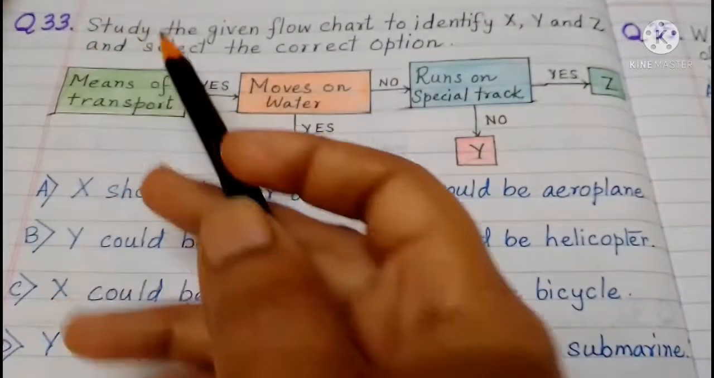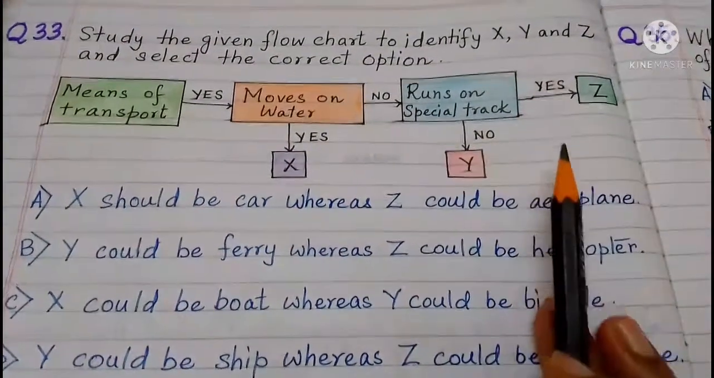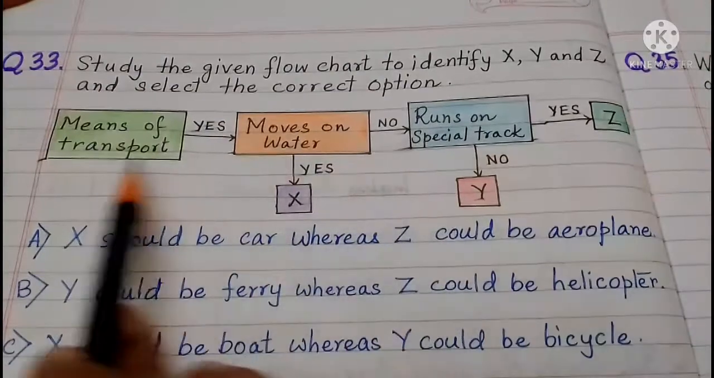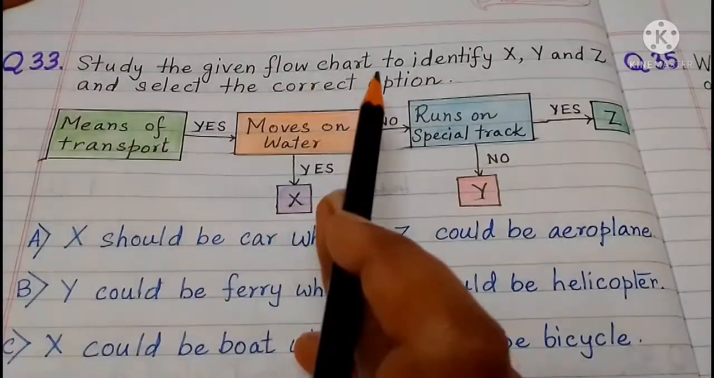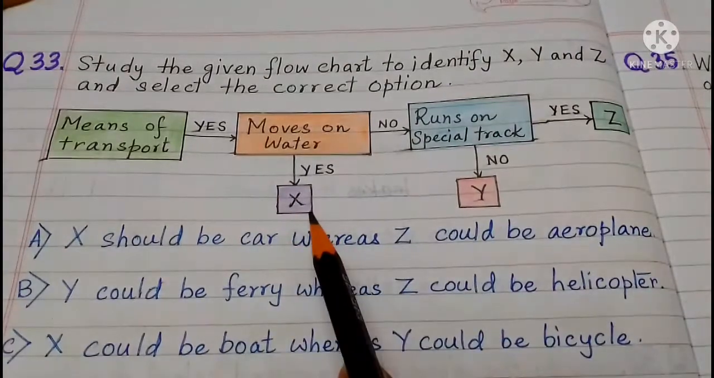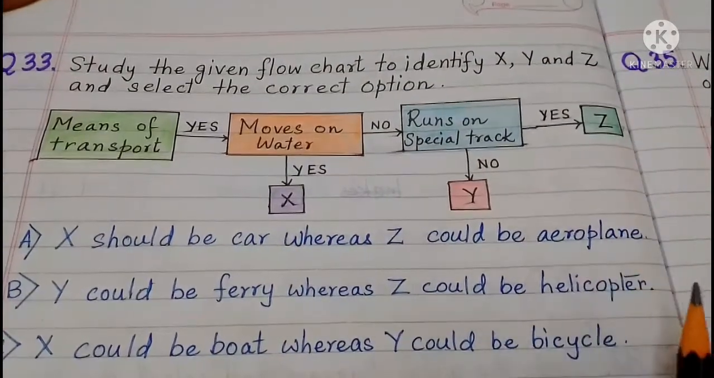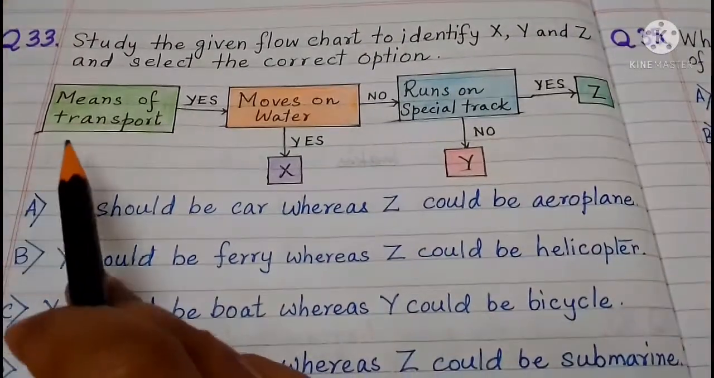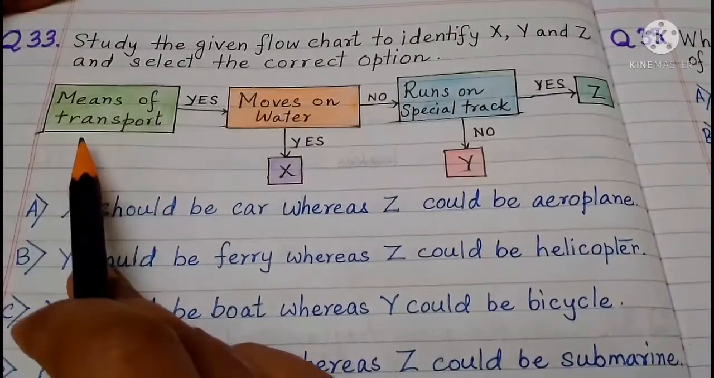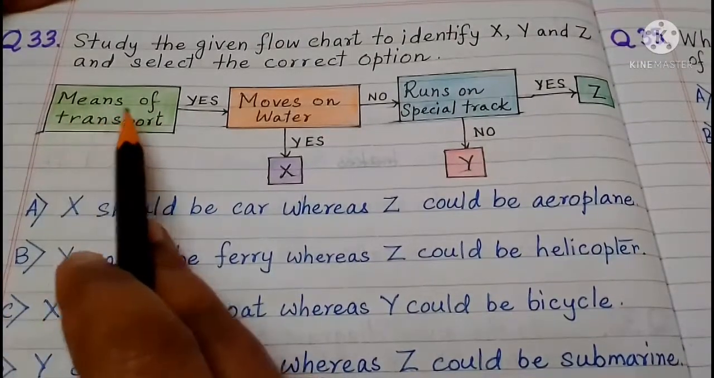Question number 33. Study the given flowchart to identify X, Y, and Z. Given flowchart is here. So here is X, here is Y and there is Z. Okay. Now let's see the flow chart. So they're talking about something, some unknown thing. Okay. Which is first option that they are giving is it is a means of transport.